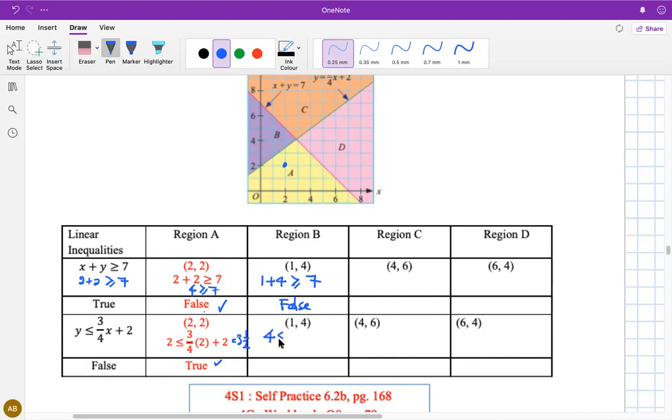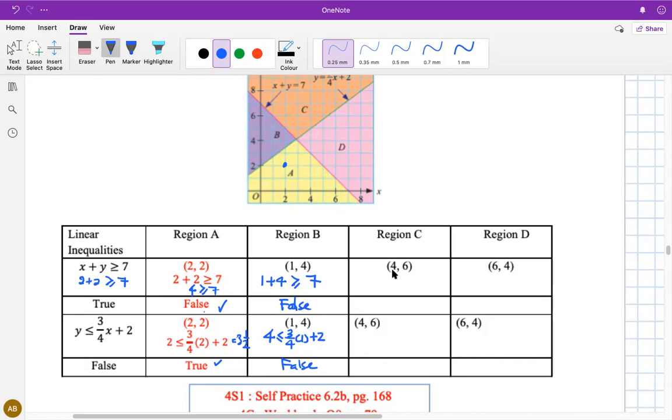4 less than 3 over 4 times 1 plus 2. So it's 2, 3 over 4. Of course, this one is also false. So meaning that region B also does not satisfy x plus y greater than or equal to 7, or y less than or equal to 3 over 4x plus 2. So false, false. So we go to region C.